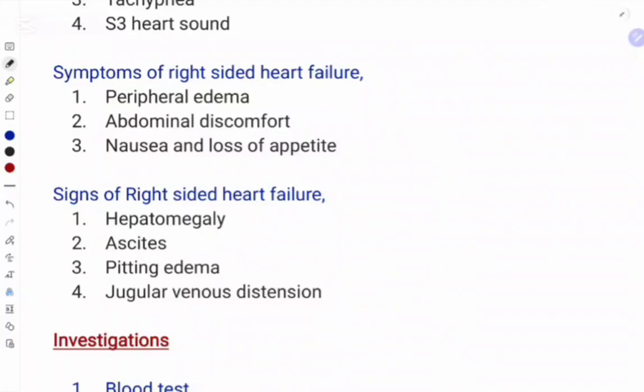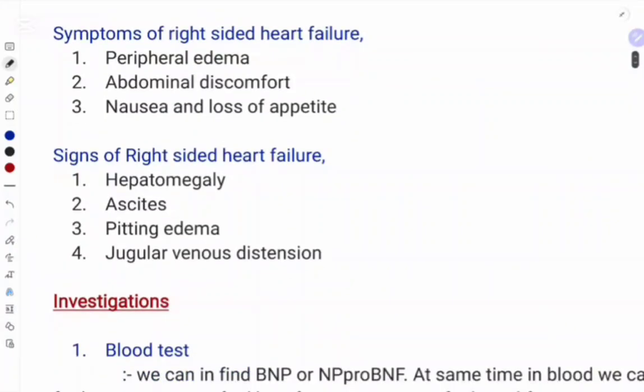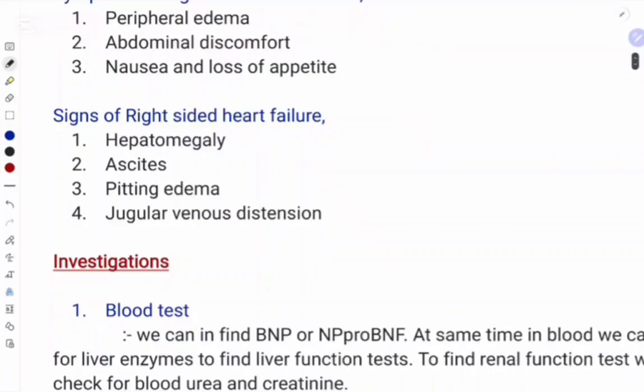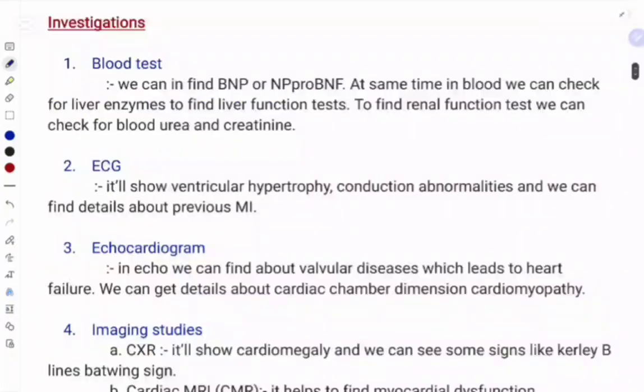At the same time, jugular venous distension occurs, because when the blood accumulates in the superior vena cava, it also accumulates in the jugular vein, causing jugular venous distension. So these are the clinical features of right-sided and left-sided heart failure. Next we will move to the investigations. Here we do blood tests.